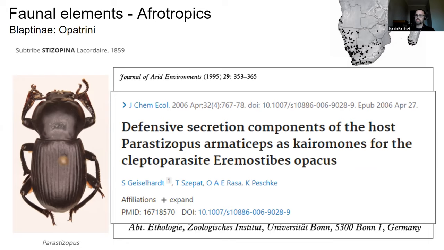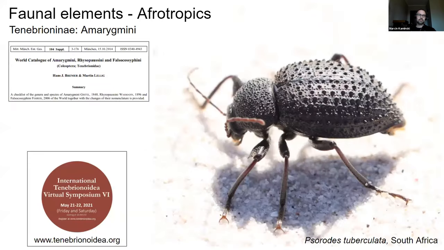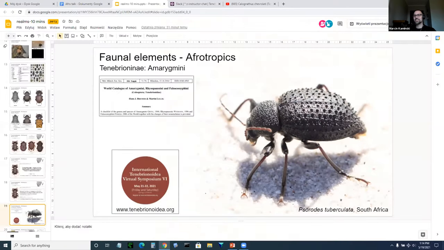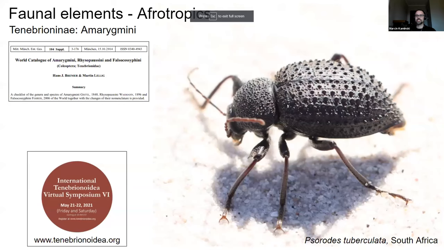So this is also really interesting, and I think it would be cool to have the same analysis on a wider scale, so on a scale of, for example, Tenebrionidae. Another group, which is at least partly characteristic for Afrotropics, is the tribe Amarygmini. And this is a South African genus, Psorodes. And there is this species Psorodes tuberculata, which is a poster beetle for the upcoming International Tenebrionidae Symposium, reminding us that the symposium starts on Friday and that you can still register for that.